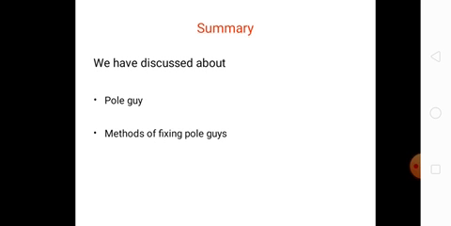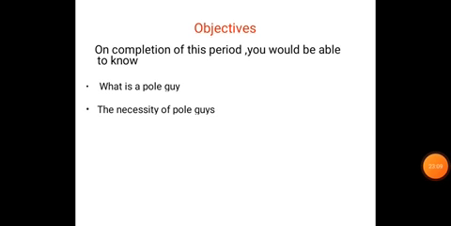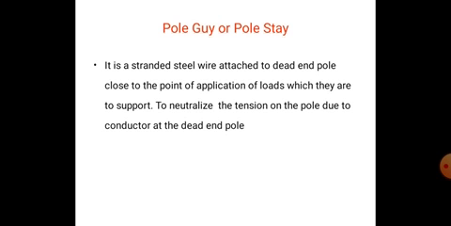So in this class we are discussing different types of guys, pole guy, and methods of fixing of pole guys. Here I am explaining once again. What is a pole guy? What is the necessity of pole guys? The method of fixing of pole guys. Pole guy is nothing but pole stay, and they are used to support the structures, support the poles, probably at turning points or 90 degree turns or dead ends. We are using pole guys or pole stays.